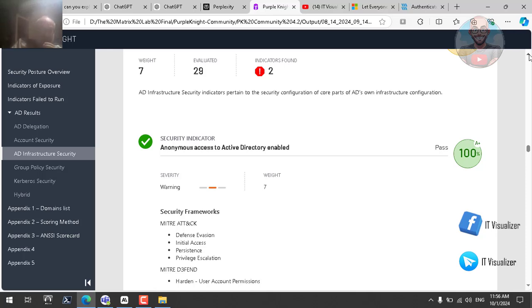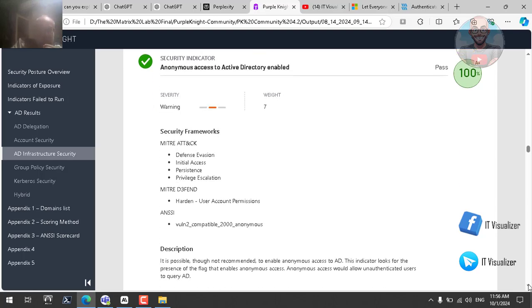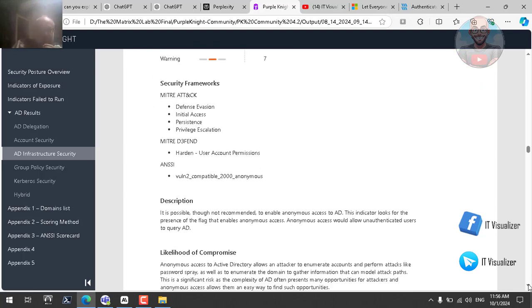Okay, so the first test is saying that anonymous access to Active Directory is enabled. What is this test exactly? It will scan and see if any anonymous user can enumerate the users and groups and computers and maybe shares in your domain. What is an anonymous user? An anonymous user is a user that is not a member of the domain.